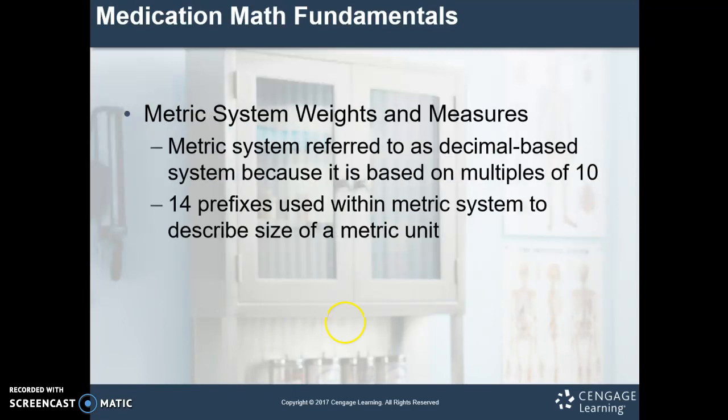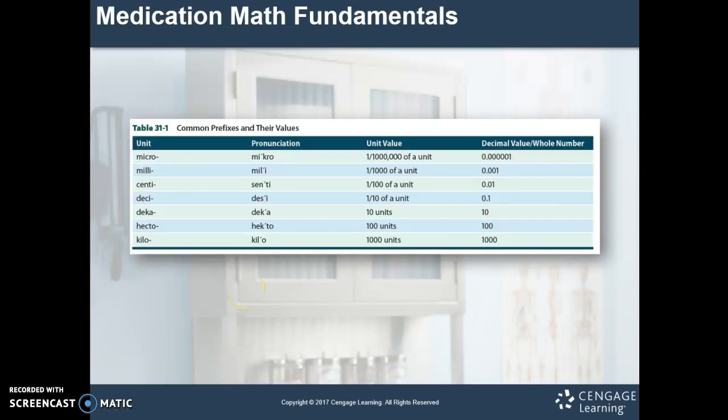So, the metric system, weights and measures, is referred to as a decimal-based system because it's based on multiples of 10. And this is why the metric system is so beautiful. It's easy to follow, unlike ounces and inches and pounds. There are 14 prefixes used within the metric system to describe the size of a metric unit. So here you go. Common prefixes. Micro is usually 1 over 100. Oh, they missed a 0 in there.